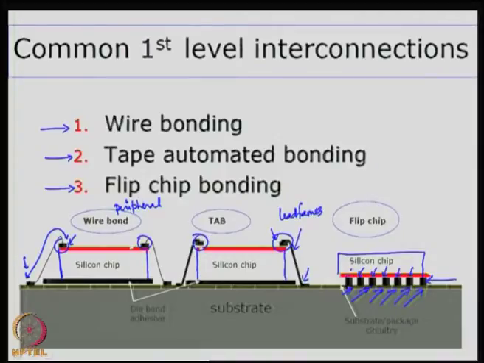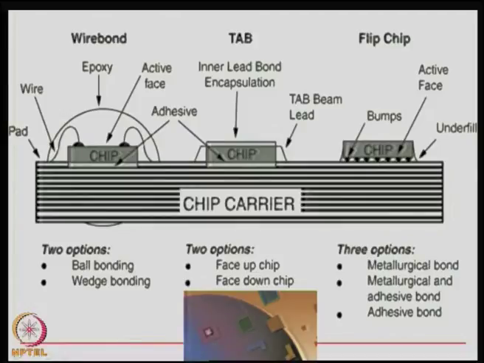So, these are the three methods. Two of them are of a similar type in the sense that the die bond pads are facing up, and in the flip chip the die bond pads are face down. Okay. So, this is the basic difference between the three connection choices.